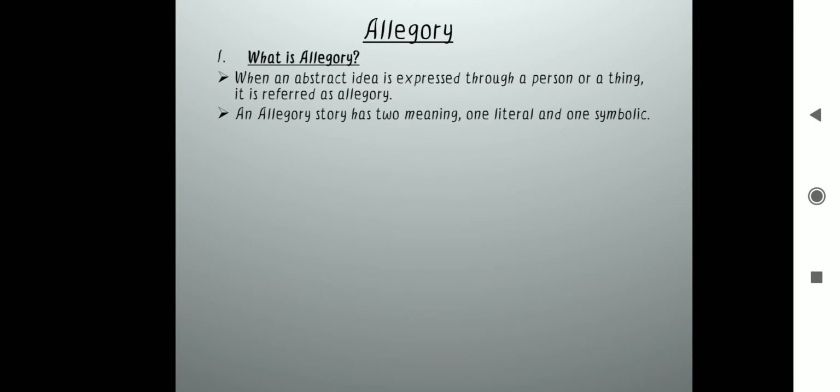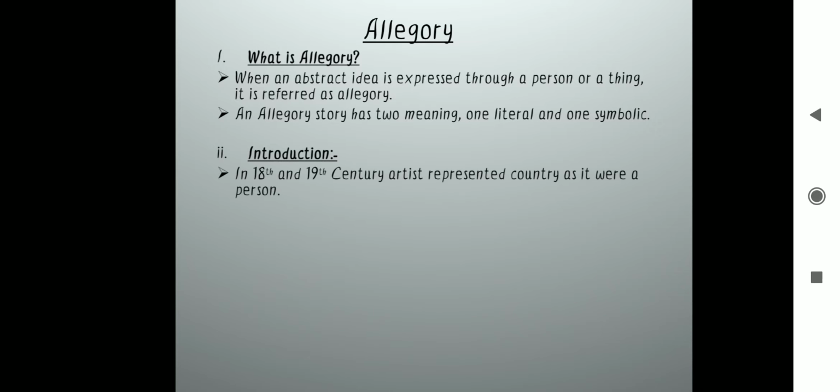An allegory story has two meanings, one literal and one symbolic. Literal means what is actually being shown, and symbolic means what it represents. For an example, when we say Bharat Mata, the literal is a female figure, but it symbolizes the country. Now let us go through the lesson.